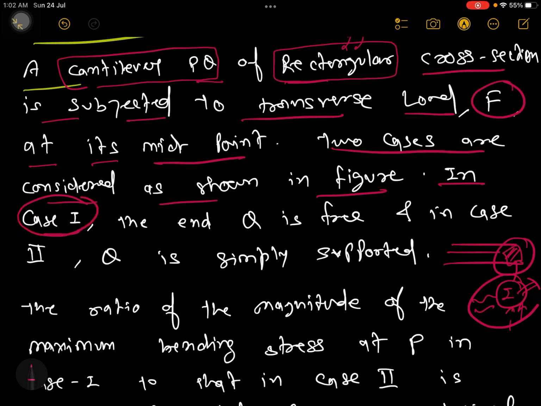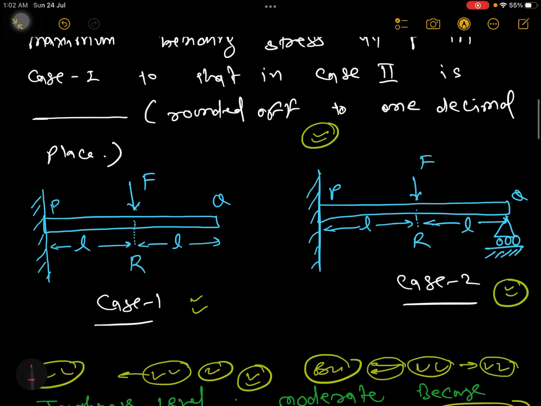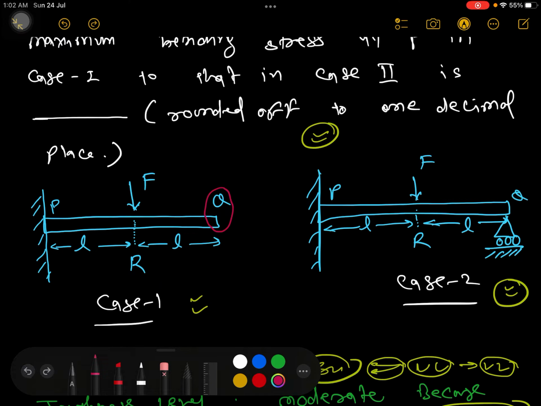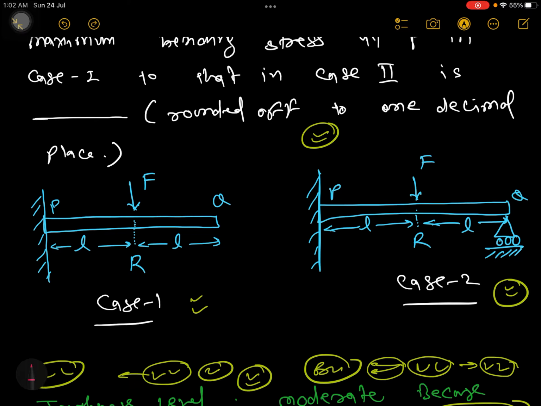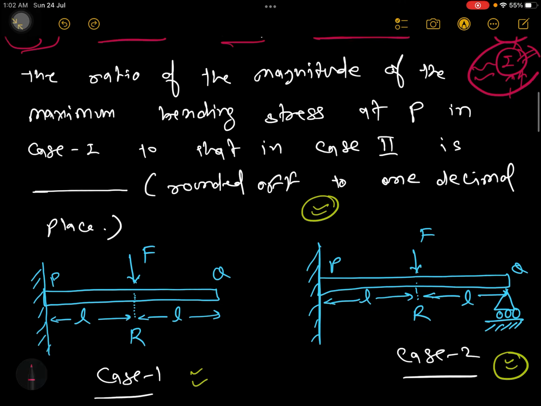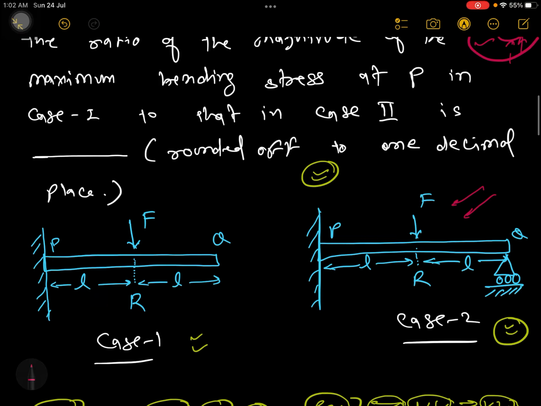In case 1, the end Q is free, and in case 2, Q is simply supported. So you can see here, this is end Q which is free in this case, and this is end Q which is simply supported in this case. When a cantilever beam is simply supported by a roller support, we call that a propped cantilever. Okay, propped cantilever. I hope it's clear. Propped cantilever, a special variety of beam which is indeterminate. This category is the indeterminate category.